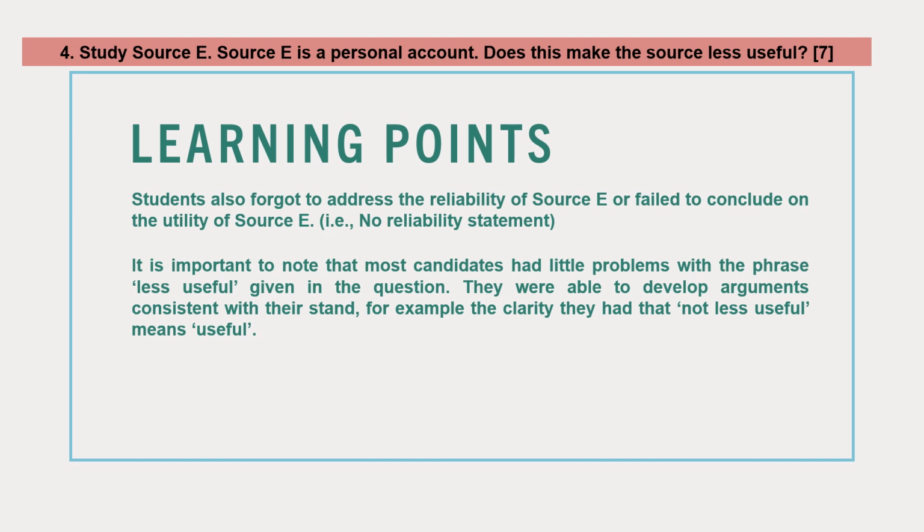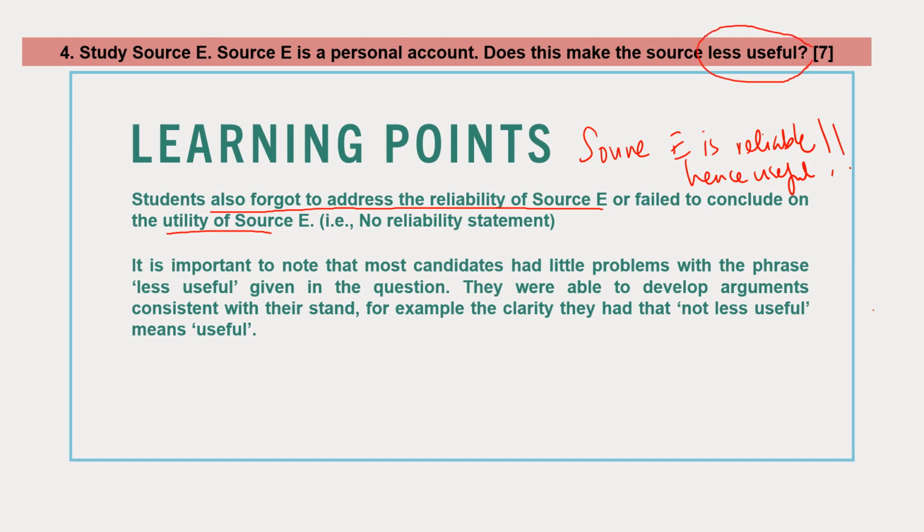So some learning points, as I mentioned just now: students forgot to address the reliability of source E, or there's no reliability statement. So what we're looking for is hence source E is reliable, hence useful. Please remember that. Please remember that. But most candidates actually had no problem addressing this less useful. They were not confused by it. So, very good for the students who did in 2022.